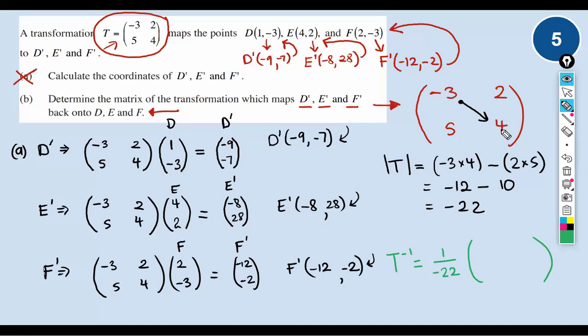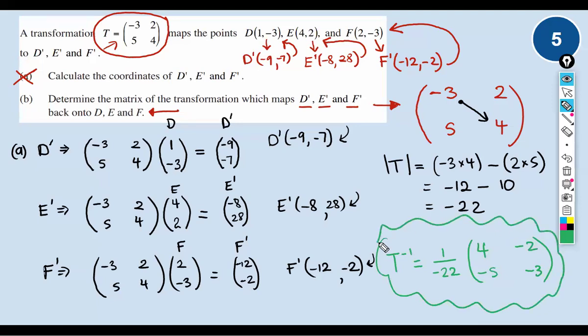And then we switch the more important diagonal, so it's 4 and minus 3. The next diagonal, you do not move it, you just make it the opposite: minus 5, minus 2. This is the final answer for part B. Check it, and if you got it 100% without my help, pat yourself on the back. Right, let's move on to the next question.